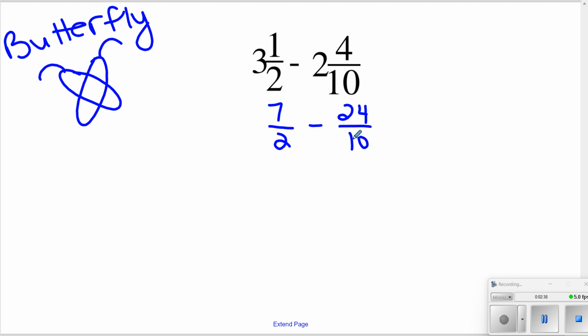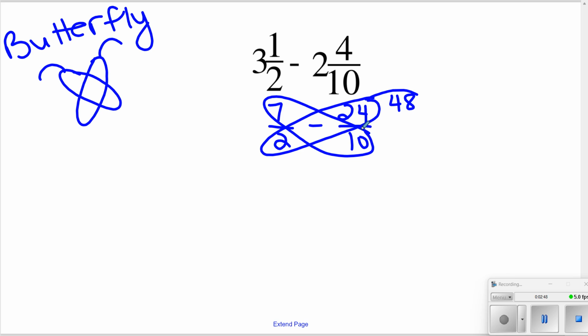Now here comes my butterfly. So I'm going to do 2 times 24 is 48. And over here, I'm going to do 7 times 10 is 70. Now, all I have to do is subtract my numerators. So I'm going to do 70 take away 48. So subtracting that is 22. Out of, it's a happy butterfly, I multiply those together. 2 times 10 is 20.